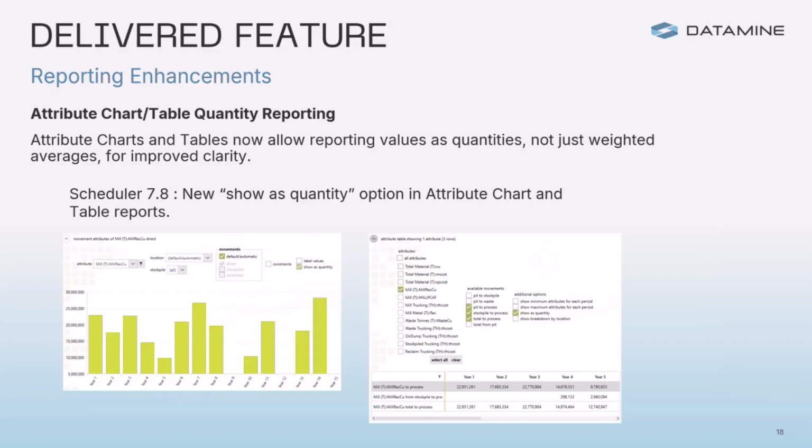And we've changed the attribute chart and tables so that you can optionally report by quantity rather than just by the grade. So you can see your contained metal quantities for those people who work in those industries. So there's an example there on recovered copper. So you can see the tons of recovered copper instead of just seeing it as a grade, which is quite nice.